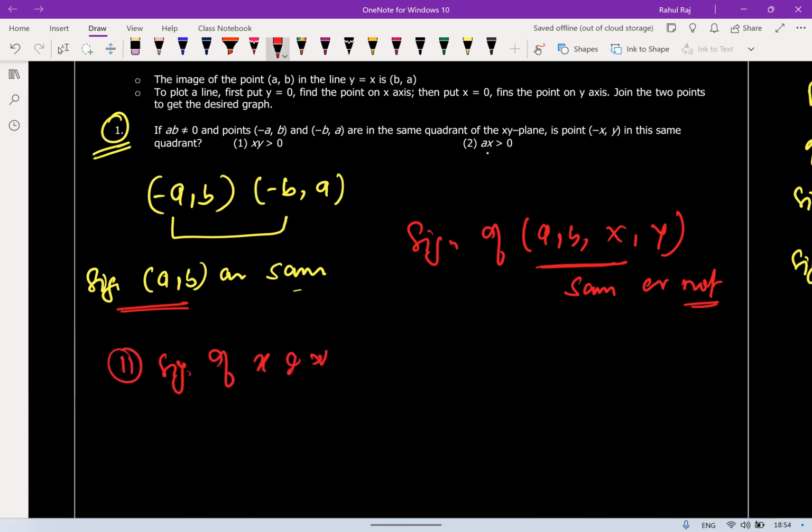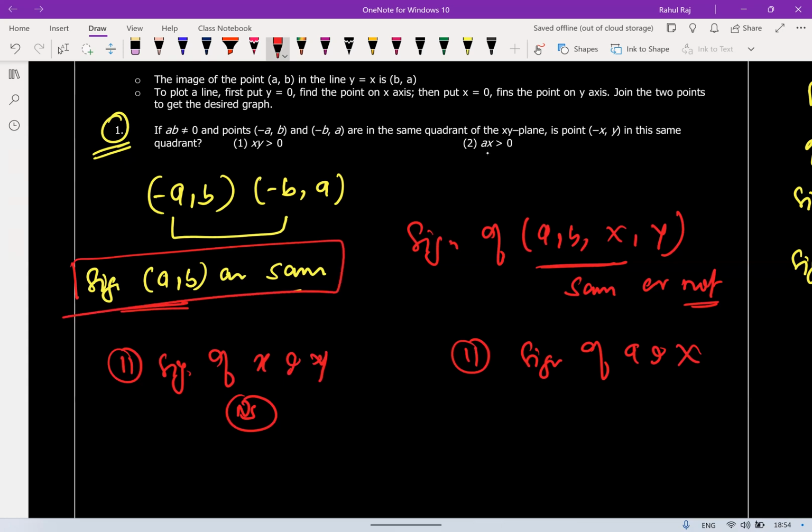I have no idea about A, B, X and Y. It's not sufficient. Option number 2 says the sign of A and X are the same. I also know from the question that the sign of A and B are the same. So can I conclude the sign of A, B, X is the same? But I'm not sure about Y from statement number 2. So this is not sufficient.